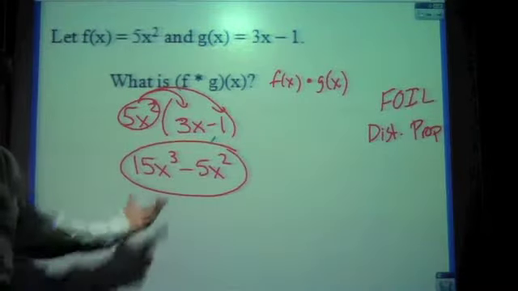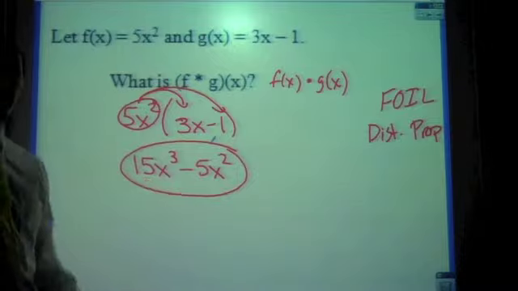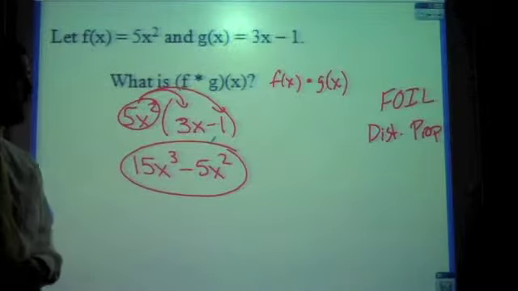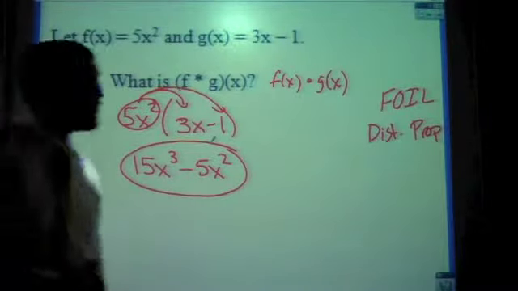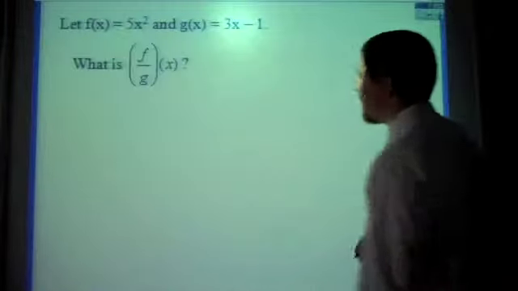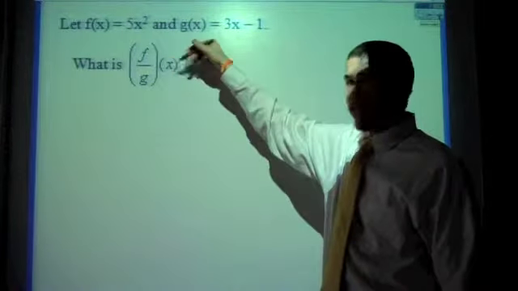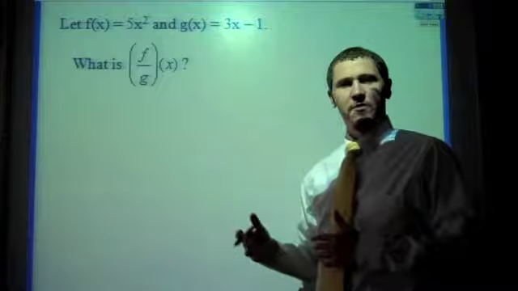Multiply. Using the distributive property, or sometimes you'll have to use FOIL. Division. So we've got f divided by g of x. So we're going to divide these polynomials.